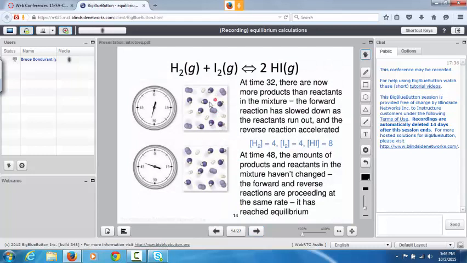At 32 seconds, there is more hydrogen iodide and fewer iodines than hydrogens. So now you have 1, 2, 3, 4, 5, 6, 7 HI. It looks like maybe 8. I must be missing one. 8 HI. I2 is only 1, 2, 3, 4, and H2 is 4. Now, at another later time, essentially this concentration hasn't changed, which means that in between these times the reaction is at equilibrium.